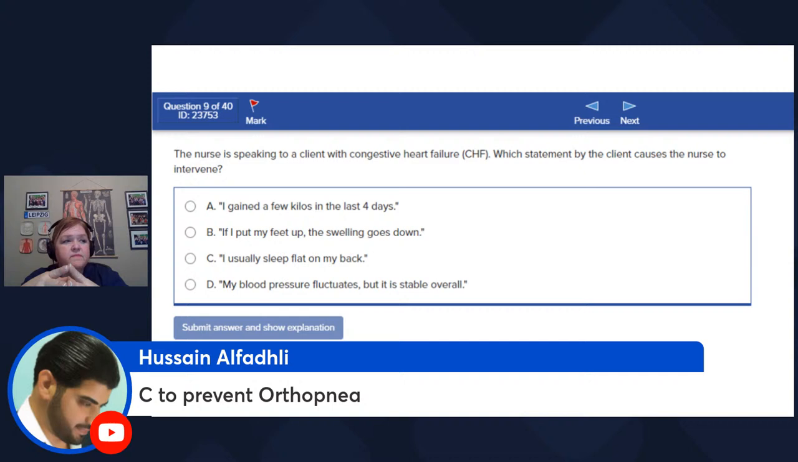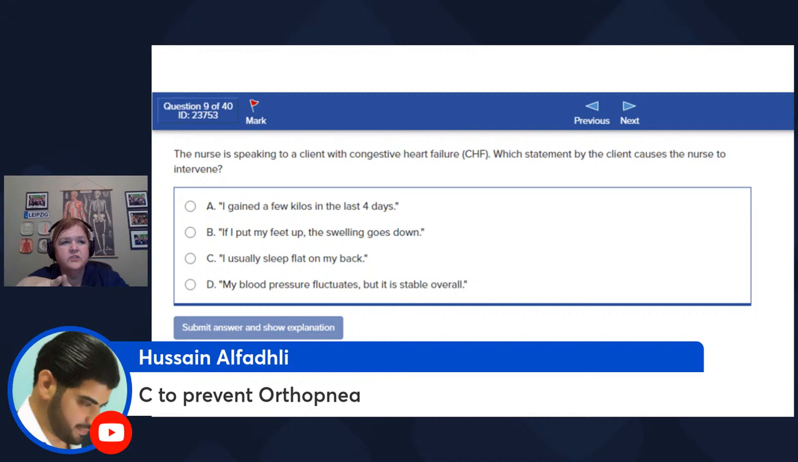I usually sleep flat on my back. Well, you think that wouldn't be a good idea for them, but if they're having problems, they would probably have the ability to change their position. They wouldn't stay that way longer. But A and B get my attention because they both kind of talk about extra fluid.